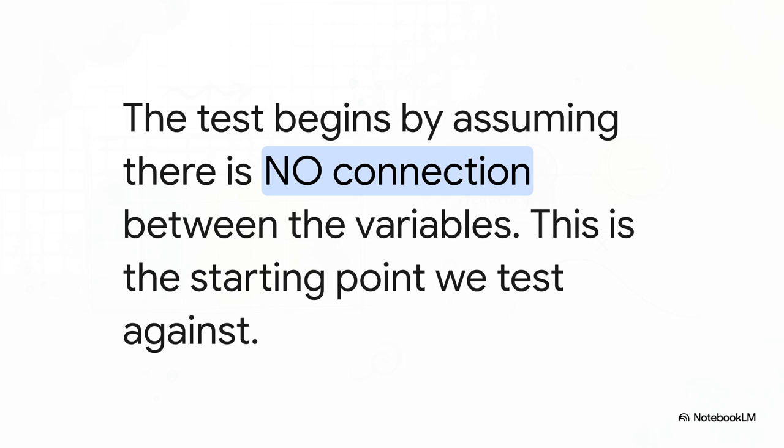Now, this is the really clever part. The test starts with a super simple but crucial idea. It assumes there's no connection at all between the variables. It assumes gender and survival have nothing to do with each other. In statistics, we call this the null hypothesis, and our whole goal is to see if the data is strong enough to prove that assumption wrong.